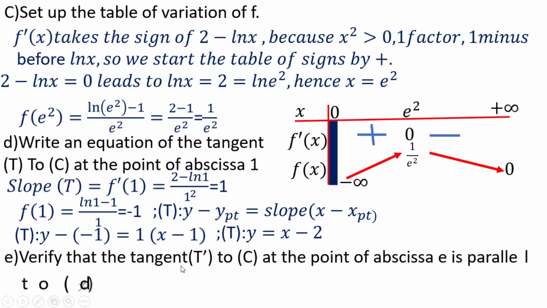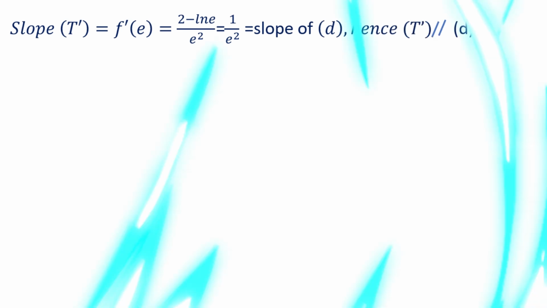Verify that the tangent t prime to c at the point of abscissa e is parallel to d: y equals 1 over e square x plus 3. So we have to prove that the slope of t prime equals the slope of d. The slope of t prime equals f prime of e. Let us calculate f prime of e. This is 1 over e square, which equals the slope of d, then t prime is parallel to d.